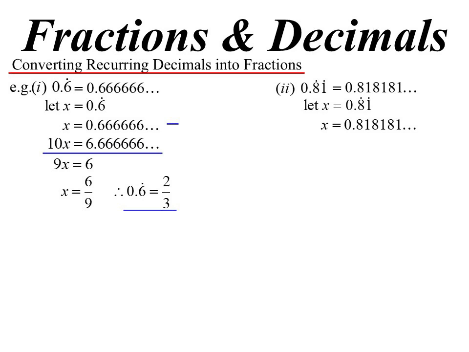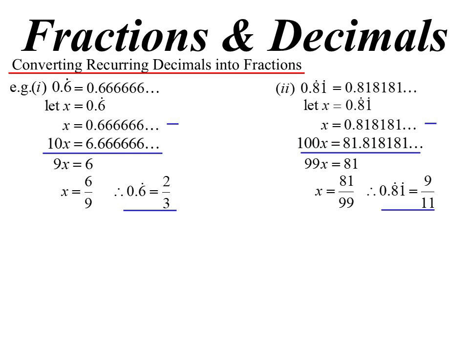This time I want to get rid of the repeating bit. Multiplying by 10 is not going to help me this time, because if I multiply by 10, I'd get 8.18, 18, 18, 18, and they're not going to cancel when I subtract. But if I multiply by 100, they line up again, and I can do that subtraction. So I get 99x is 81, x is 81 on 99, 9 goes into both of those, so we get 9 on 11.